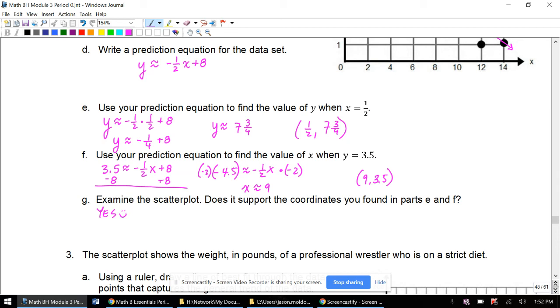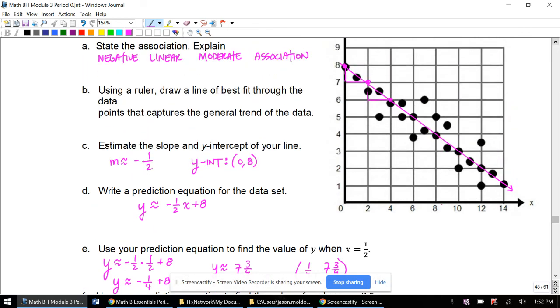That's pretty much it. So that one we got 9, 3.5. And again, if we go back up to our graph, x value of 9, 3.5 seemed reasonable. The other one we had was an x value of a half and a y value that was 7 3/4, almost 8. And that looks reasonable as well.